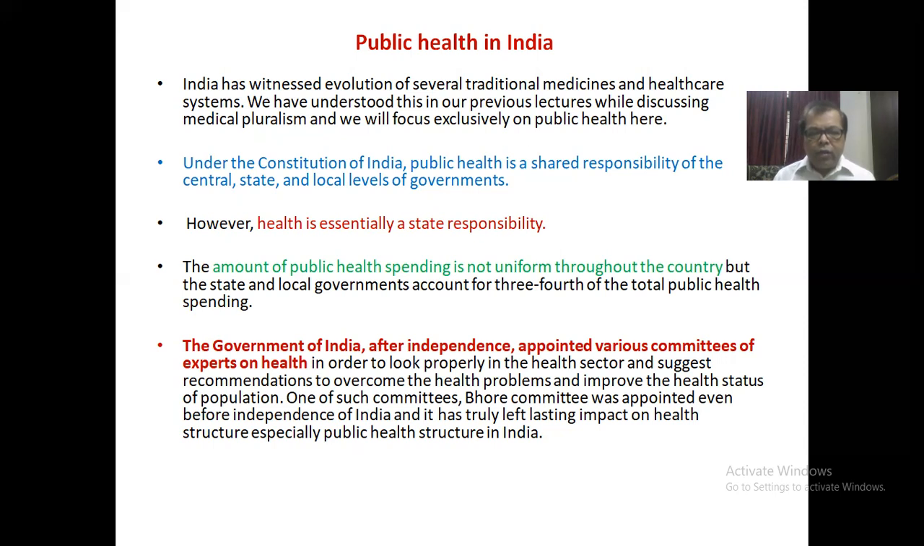Then we try to understand a few other things. The amount of public health spending is not uniform throughout the country, but the state and local government account for 3/4 of the total public health spending. So primarily, state and local government account for 3/4 of the public health spending. A little amount is invested by the central government also. And then some of these are taken care of by people themselves also.